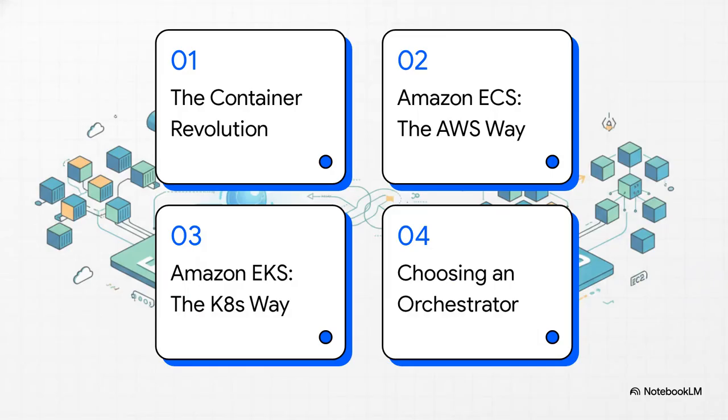Okay, so here's our roadmap. First, we've got to set the stage and understand why containers were such a complete game changer in the first place. Then, we'll dive into Amazon's two big approaches, ECS, which is their native homegrown solution, and EKS, the one that runs on the power of Kubernetes. And finally, the most important part, we'll give you the mental toolkit you need to choose the right one for your stack.